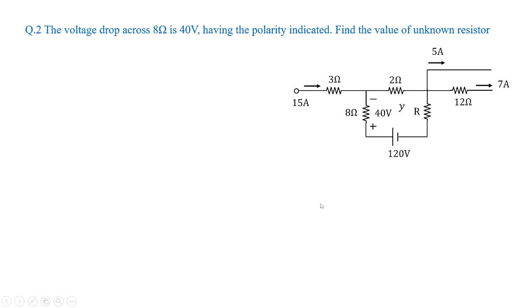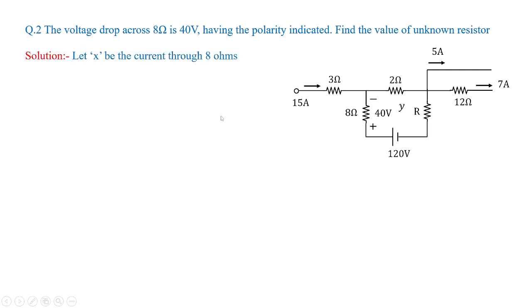We'll go with the next problem where you can see here randomly the values of current and voltage are given, and we need to find out the value of the unknown resistance which is shown here as R. For that, what is the given data? The given data is voltage drop across 8 ohms is 40 volts. So here you have 8 ohms and the drop here indicated as 40 volts with polarity. You can see positive is on the lower side and negative is on the upper side.